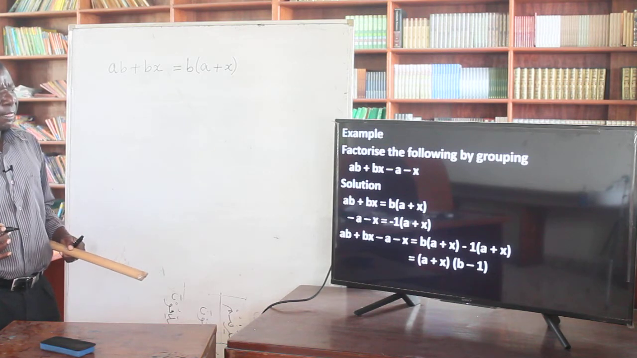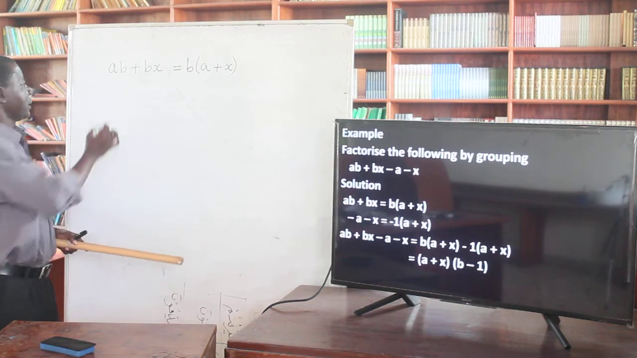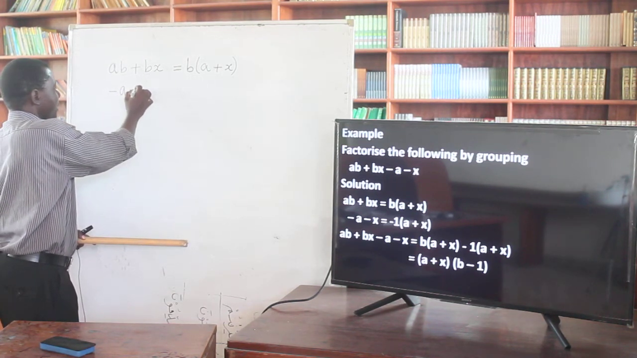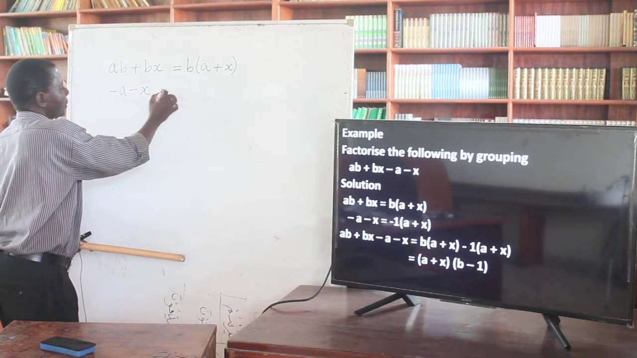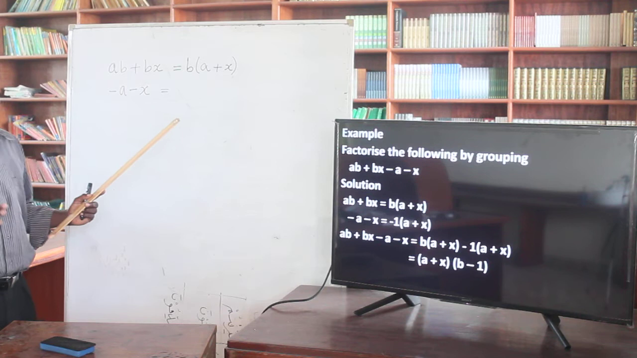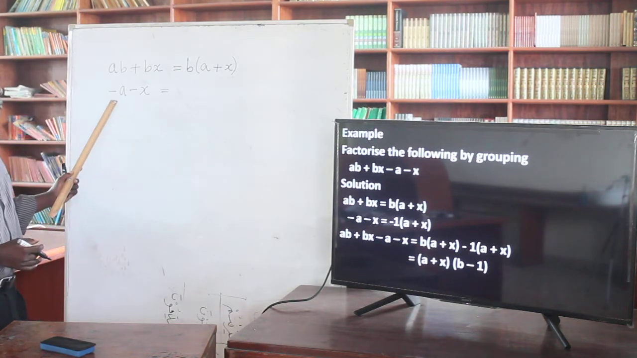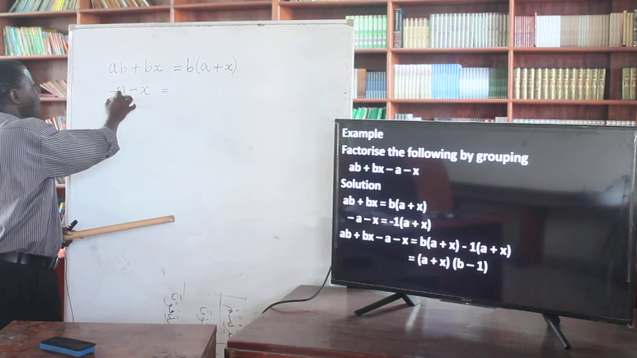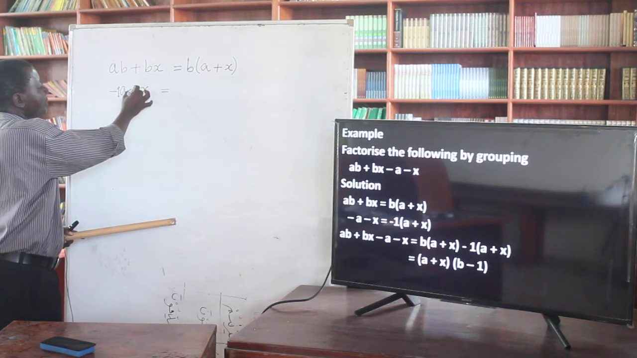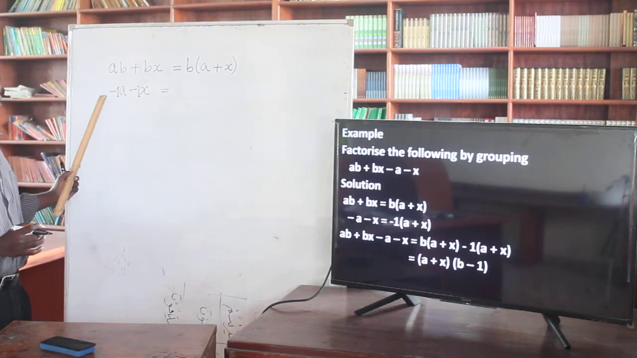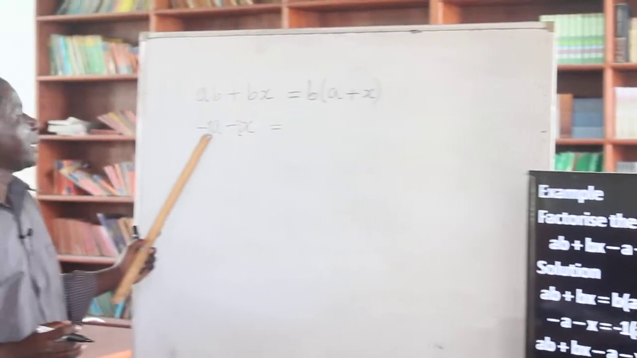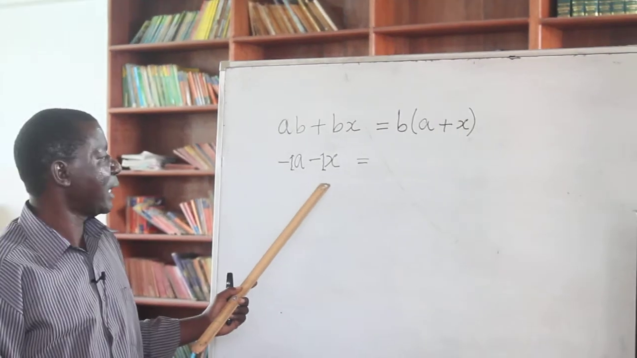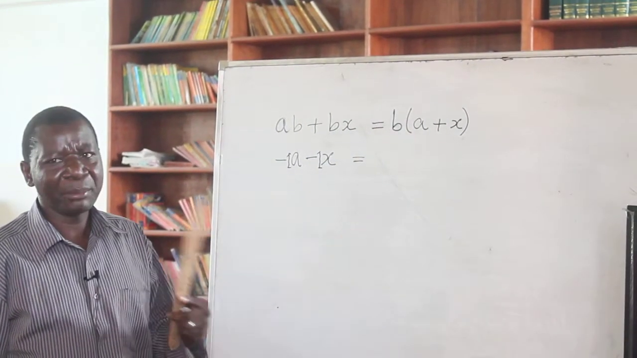The second two terms, which is minus a minus x, there is a common term here, a hidden common term. The common term here is 1. We have 1 here, and we also have 1 here. So in other words, we are having minus 1a minus 1x, and therefore 1 becomes the common term.